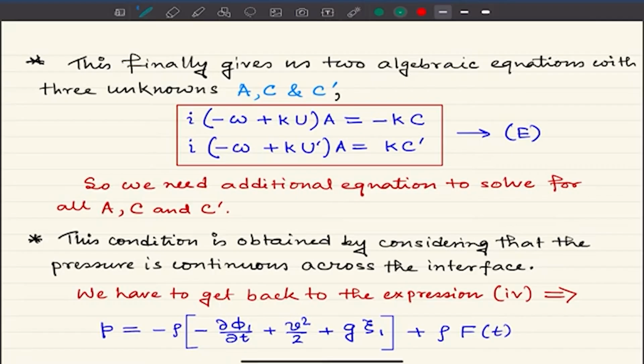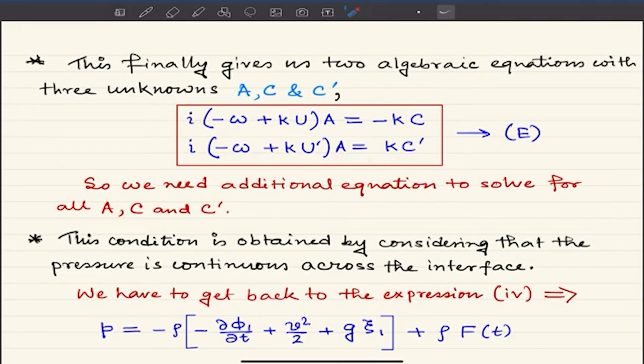So we continue our discussion on the instabilities in the interface of two fluids. As previously we saw, using plane wave type of solution for the perturbations, we got two equations. One is i times (minus omega plus k capital U) times A is equal to minus k capital C. Another is i times (minus omega plus k U prime) times A is equal to k times capital C prime.